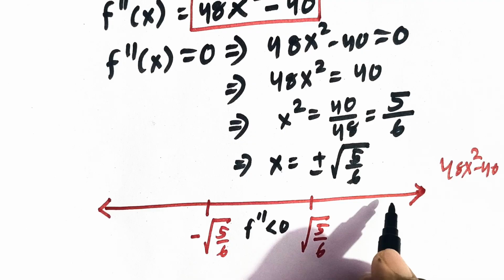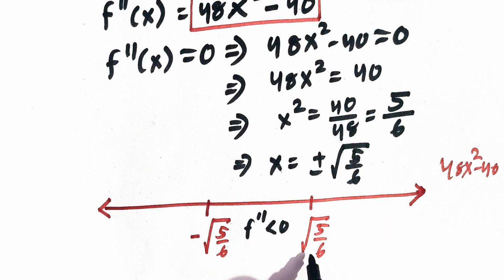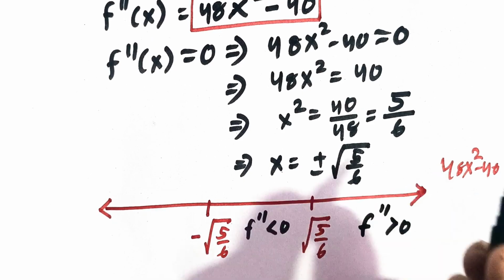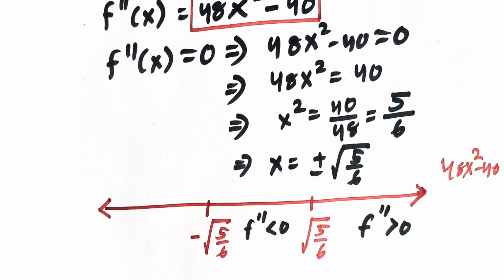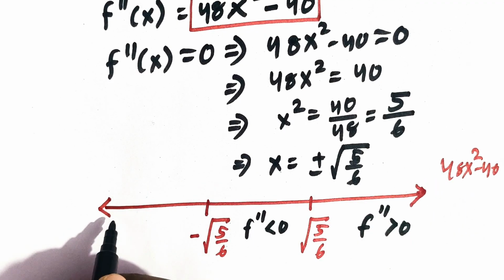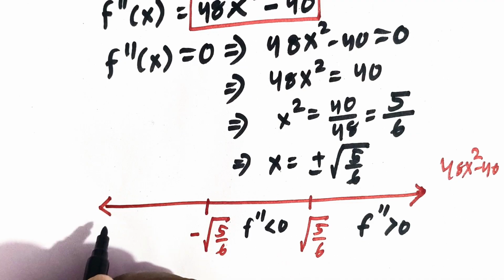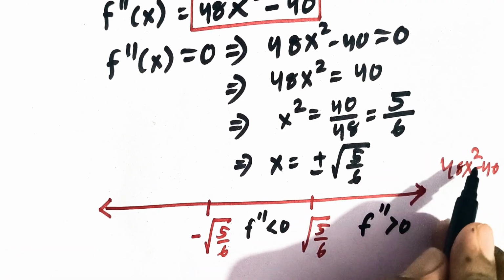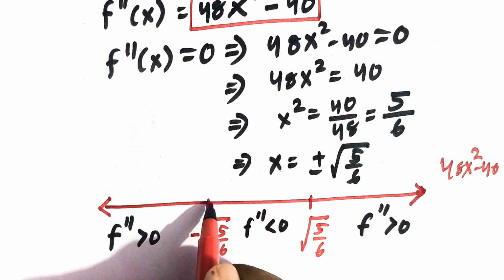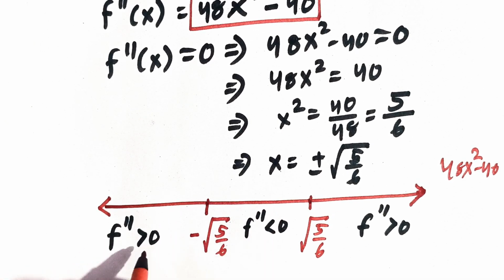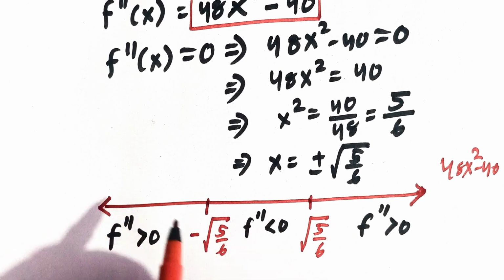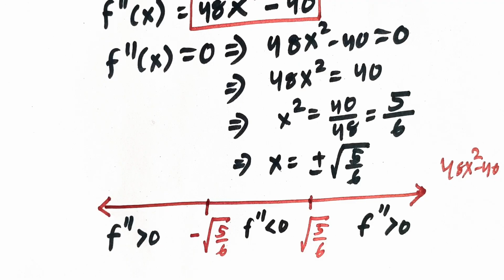Now put any bigger number, suppose 100. 100 is clearly larger than this number, so this is clearly positive. F double dash is positive: 48 times 100² minus 40, which is positive clearly. And here you can put minus 100 in place of x. Clearly minus 100 lies in this part, so minus 100 squared is positive, so this is a large positive. So these 2 points are inflection points because f double dash changes sign from positive to negative, from negative to positive. So these are inflection points, and in these intervals we have concave up, concave down, concave up.